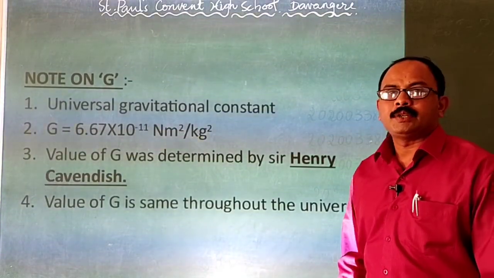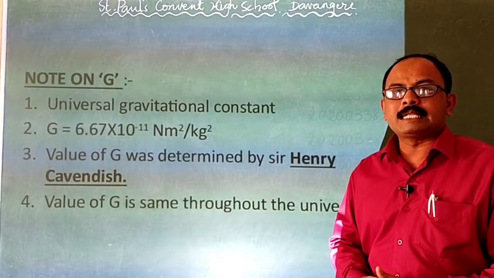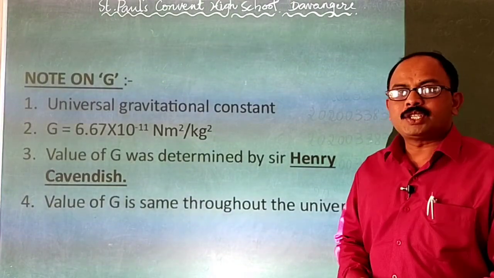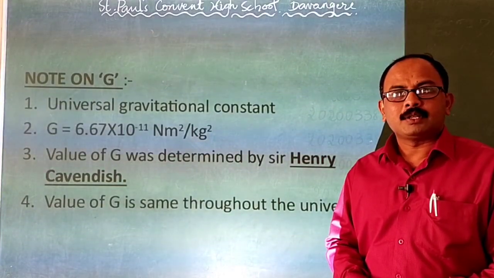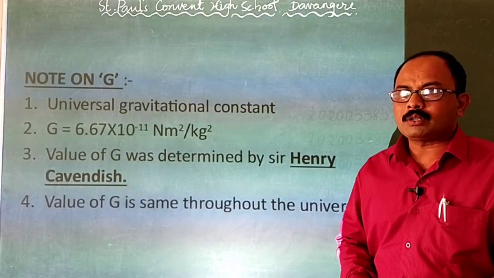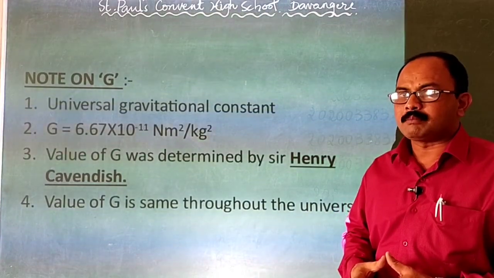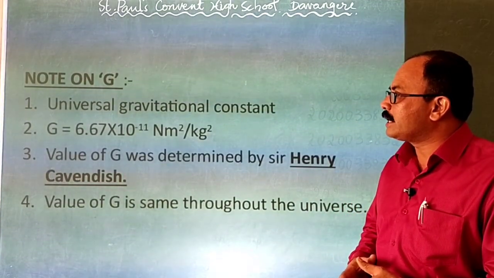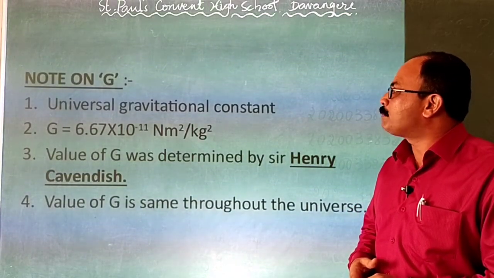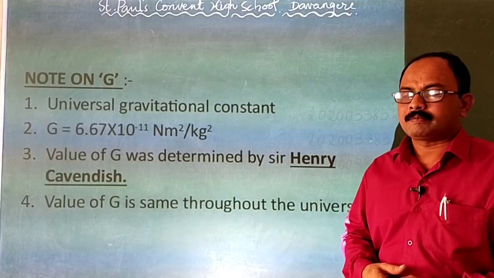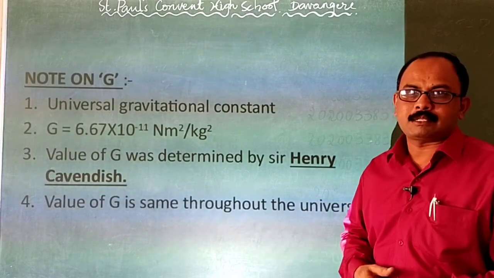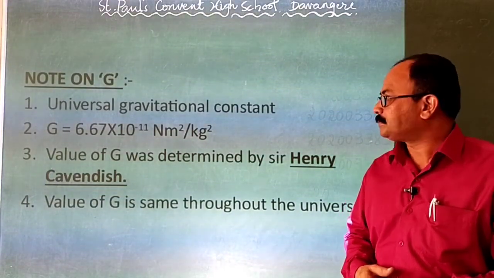Note on G. What is it that we must know regarding this capital G? Capital G is known as the universal gravitational constant, which has a particular value of about 6.67 into 10 to the power of minus 11 Newton meter square per kg square. You need to remember this, children. Its value is constant.